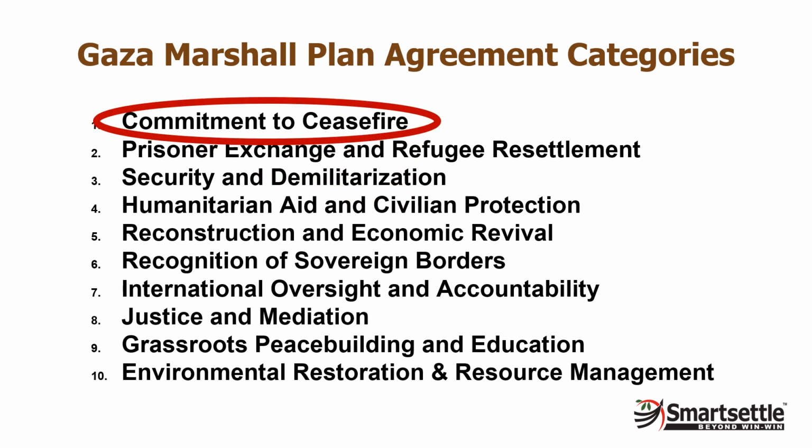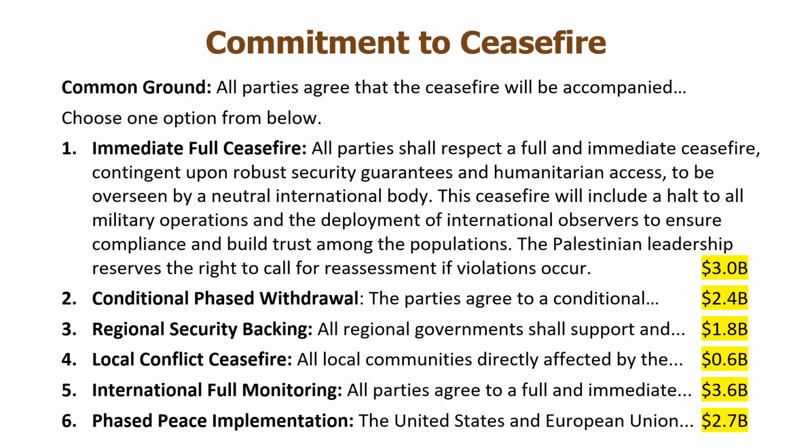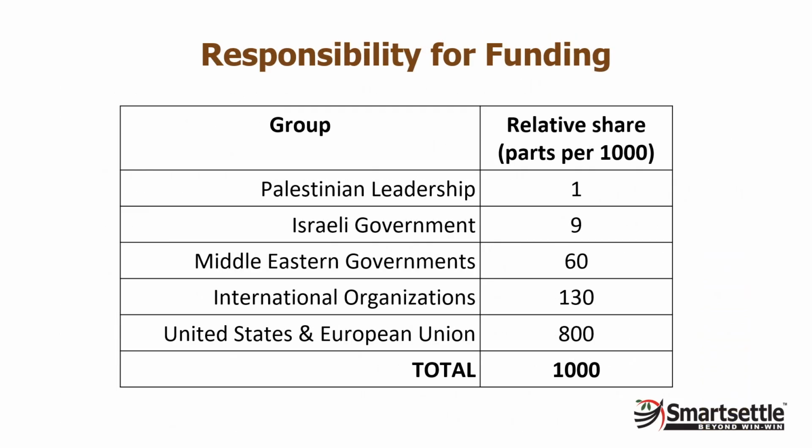A commitment to a ceasefire was a critical starting point. Common ground and several distinct options were defined together with an estimated budget for each element. The simulation assumed that the parties had already agreed on a cost-sharing formula.